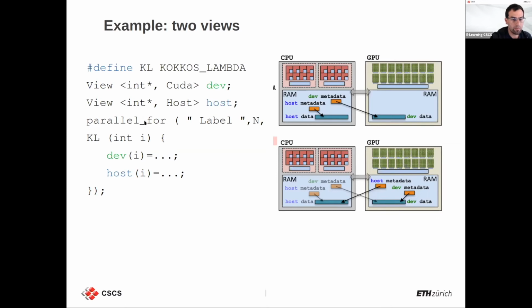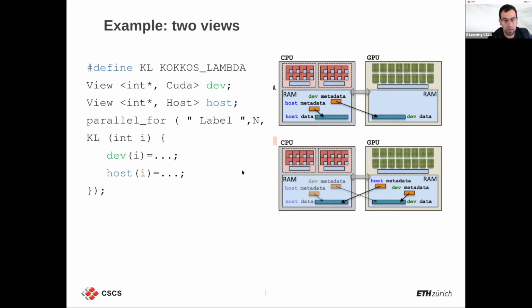Then we have the parallel for, and this is the case. So the first example, we have the view on the device. The metadata is still on the CPU, but the data is created directly on the GPU, while for the host, the metadata and data are both on the host. When we run the computation with the parallel for, the metadata are copied to the GPU.